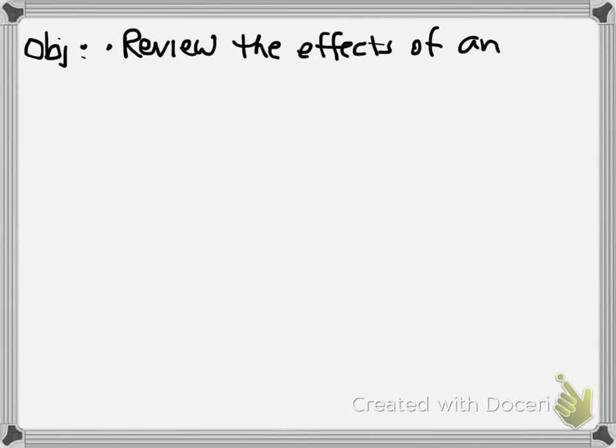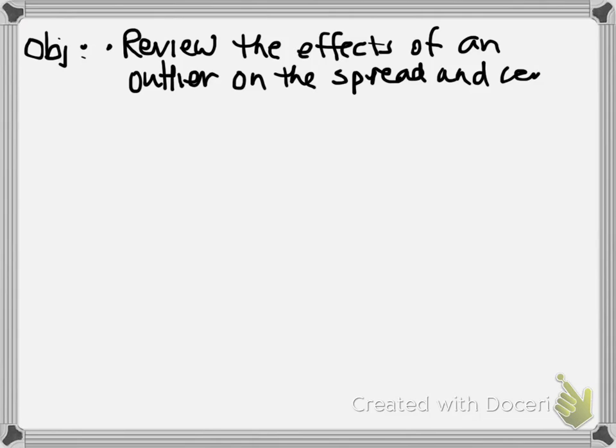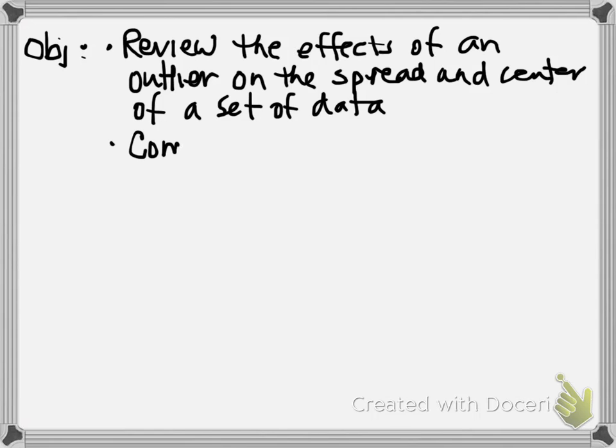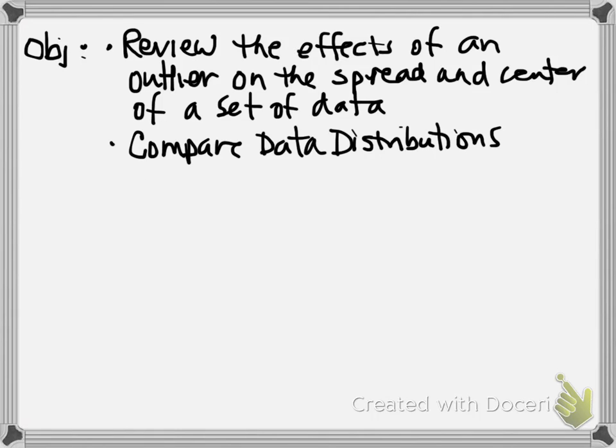is to, one, we're going to review the effects of an outlier on the spread and center of a set of data. So we're going to do a little chart of that. And then the second thing would be to compare data distributions via dot plots.